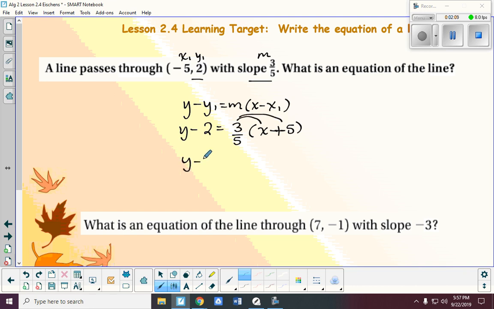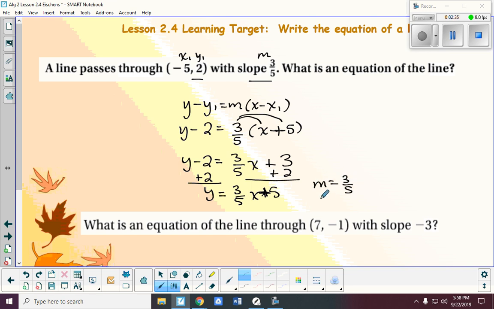So I have y minus 2 equals 3/5 x plus 3/5 times 5, we have to distribute, would be 3. So then we add 2 to both sides. And there, plus 5. So the slope then is 3/5, which we knew that, but we can now see the y-intercept would be at 5.